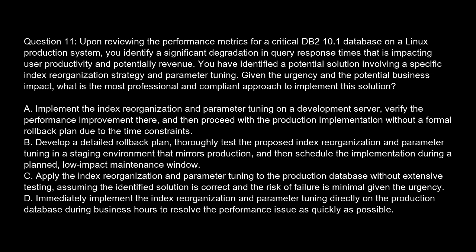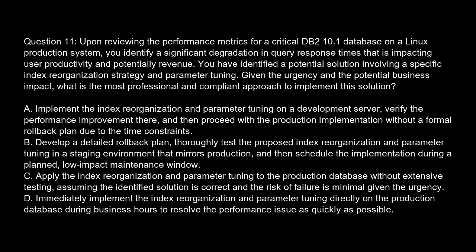Option A. Implement the index reorganization and parameter tuning on a development server, verify the performance improvement there, and then proceed with the production implementation without a formal rollback plan due to the time constraints. Option B. Develop a detailed rollback plan. Thoroughly test the proposed index reorganization and parameter tuning in a staging environment that mirrors production, and then schedule the implementation during a planned, low-impact maintenance window.